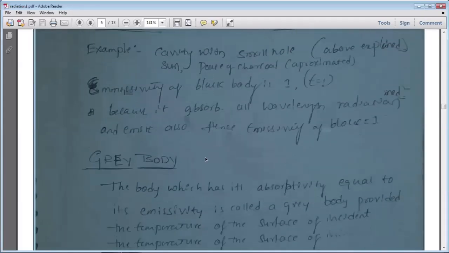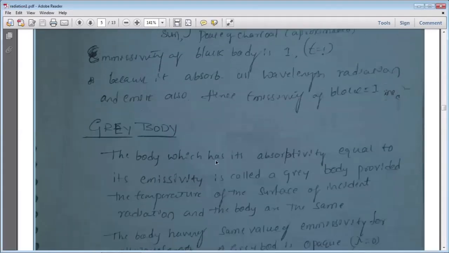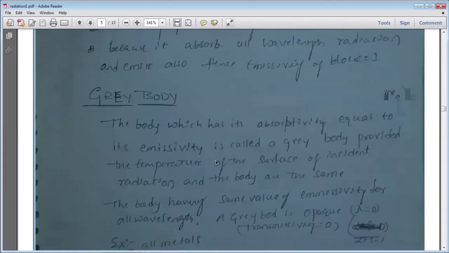The gray body is the body which has its absorptivity equal to emissivity. Absorptivity is alpha. Emissivity is called epsilon. So for any surface, any material, if alpha is equal to epsilon, that material is called a gray body.